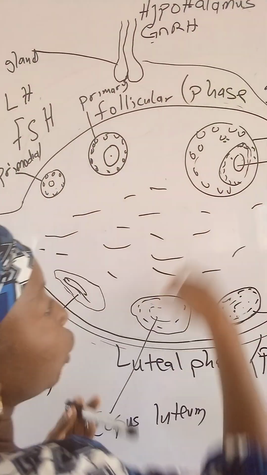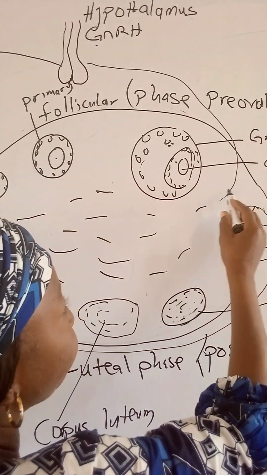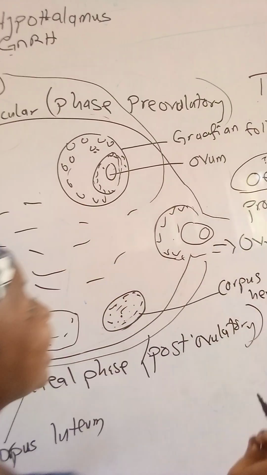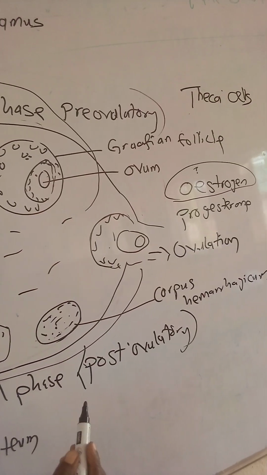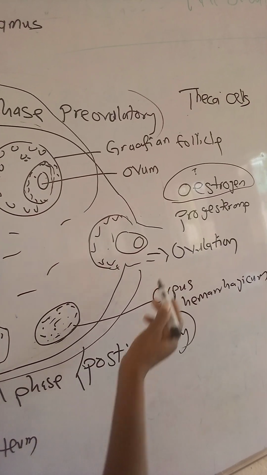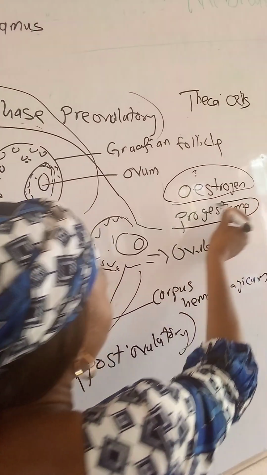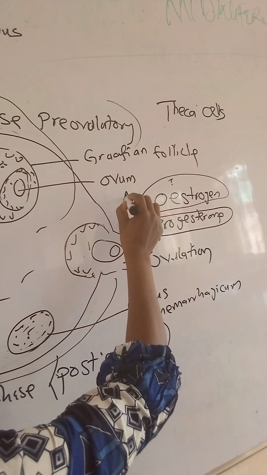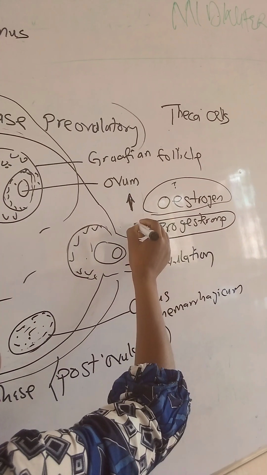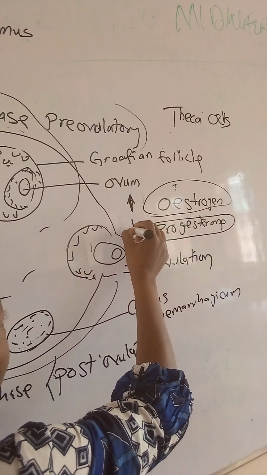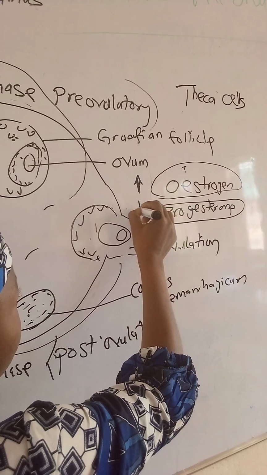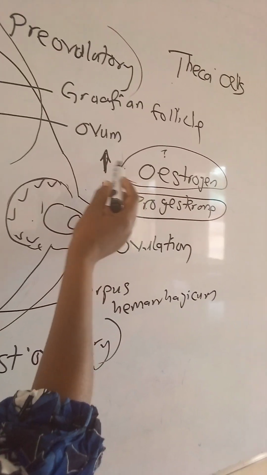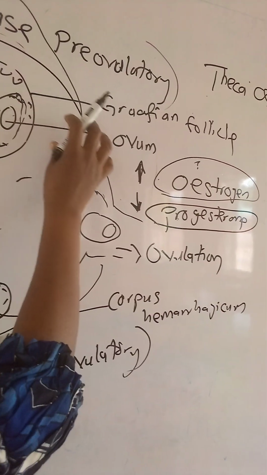Now, there is production of estrogen at the follicular phase, and the function of this estrogen is to thicken the endometrium of the uterus. Okay, there will also be production of progesterone. Now, this estrogen is in high amount, while the progesterone is at a decreased level, not as much as that of estrogen. That is in the follicular phase.